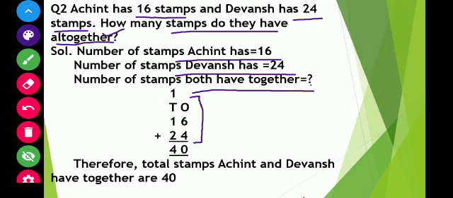Now start adding with the ones place. 6 plus 4 is equal to 10, but we cannot write this 10 over here. If you remember, this is greater than 9. So we will write the 0 under the ones place, and 1 will be carried over to the tens place. Now add 2 plus 1, plus this 1 which is carried over, which is equal to 4. Our answer is 40. Therefore, the total number of stamps Achint and Devansh have together is 40.